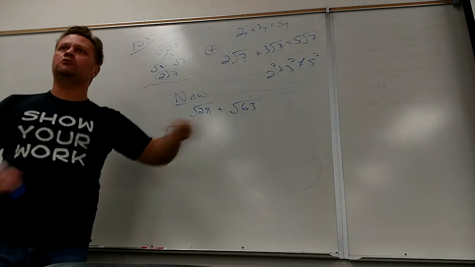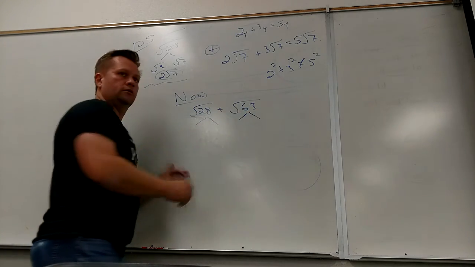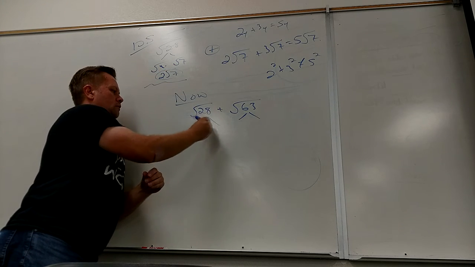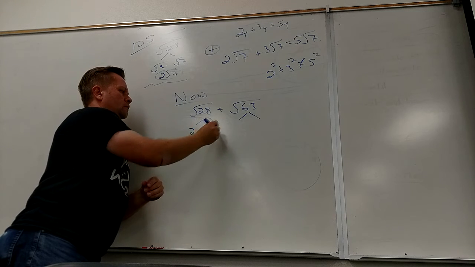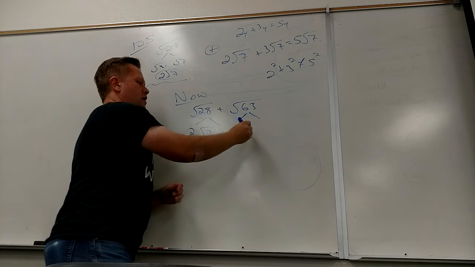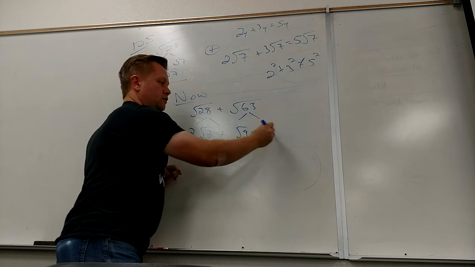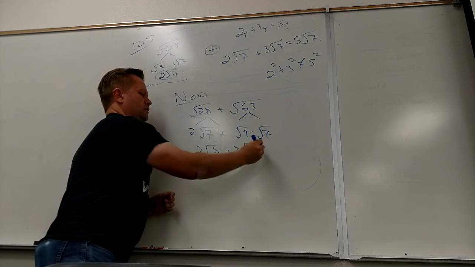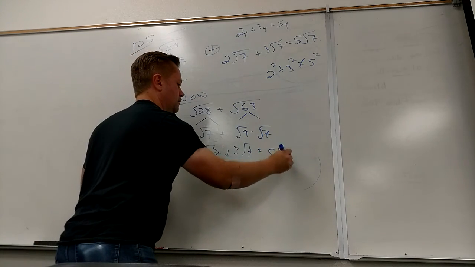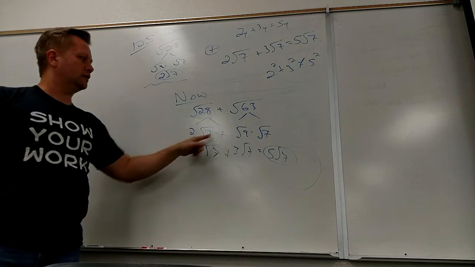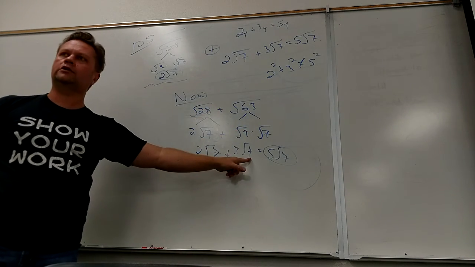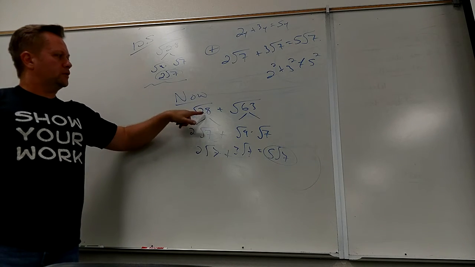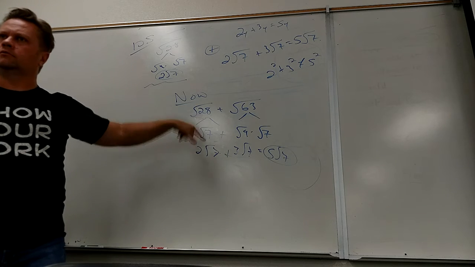But you don't just say I can't do anything, because what are you trying to do? You try to break them down to see if maybe there's a like term hidden in there. 28 we already did. How do I do square root of 63? 9 times 7. So we get 2 rad 7 plus 3 rad 7 is 5 rad 7. So I rewrote these, I saw there were hidden like terms, and then I put the like terms together. That is one purpose for being able to simplify a radical. Break it up.